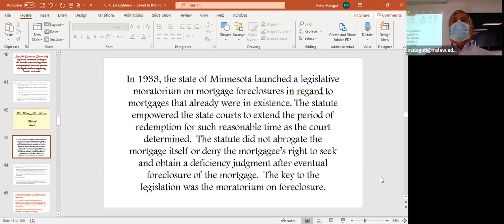The mortgages were already in existence. Are you thinking contracts clause? Here's what's lining up with me. It's a state that passes a law that allegedly interferes with an existing contract, right? A mortgage loan. You'll see in property class that a mortgage is actually a two-part transaction, one part contract, that's the promissory note, one part real estate interest, that's the mortgage, okay?